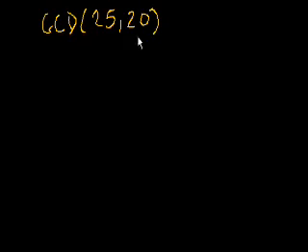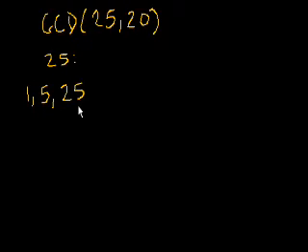What is the greatest common divisor of 25 and 20? Let's do it the same way. The factors of 25: it's 1. 2 doesn't go into it, 3 doesn't, 4 doesn't, 5 does. It's actually 5 times 5. And then 25. It's interesting that this only has 3 factors. I'll leave you to think about why this number only has 3 factors and other numbers tend to have an even number of factors.